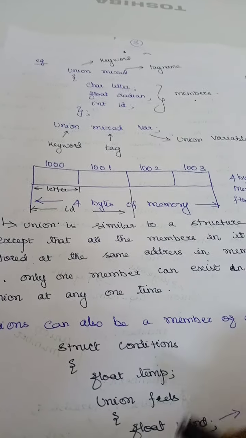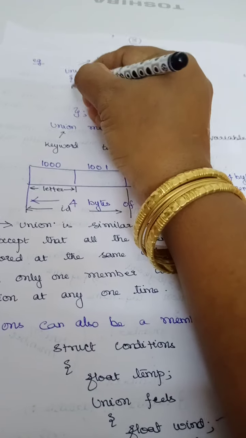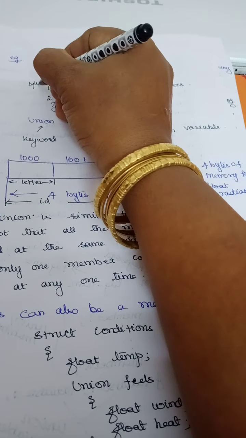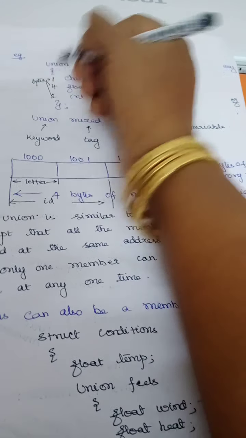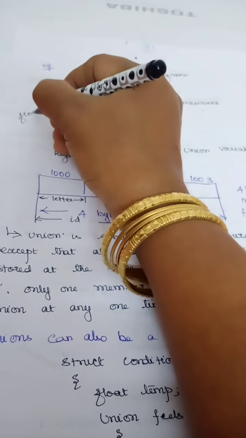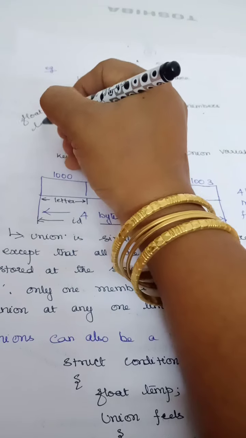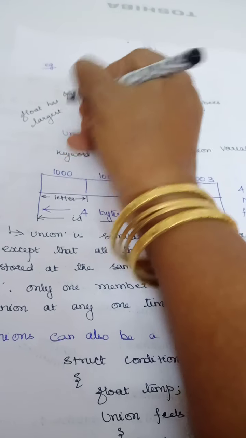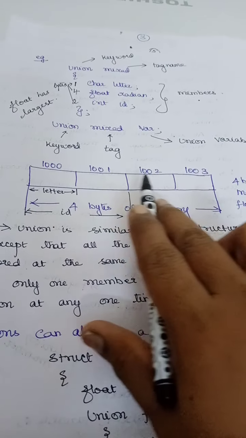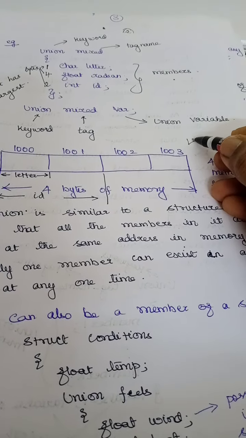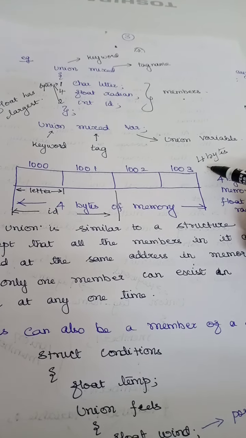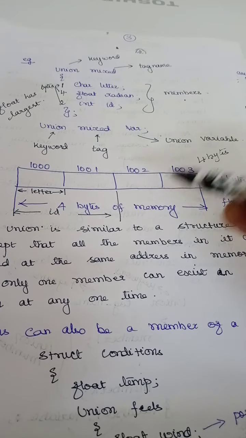So which has got the highest? Here character is 1 byte, float is 4 and int is 2 bytes, right? So which has got the largest? Your float has got the largest. Float has the largest size, right? So that size will be allocated here. When you see 1000, 1001, 1002, 1003, totally 4 bytes of memory has been allocated. Is that clear? So 4 bytes, in that I will store all my members.